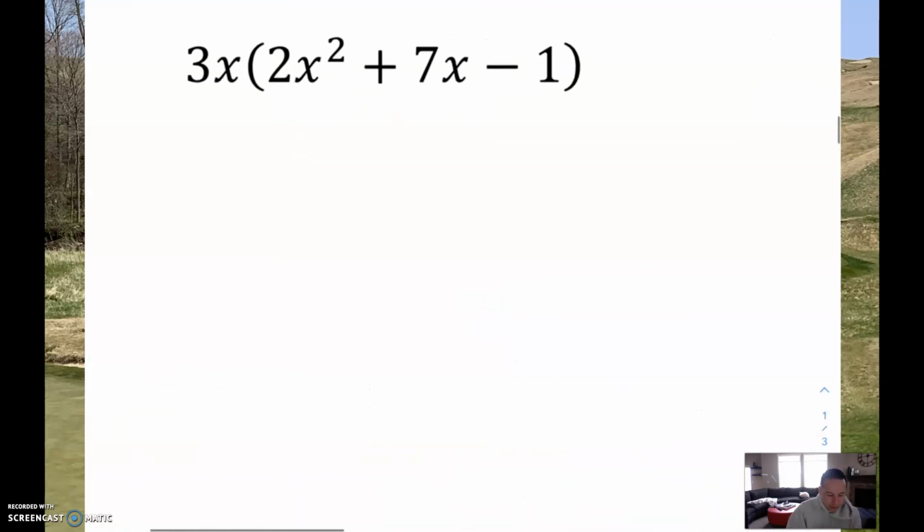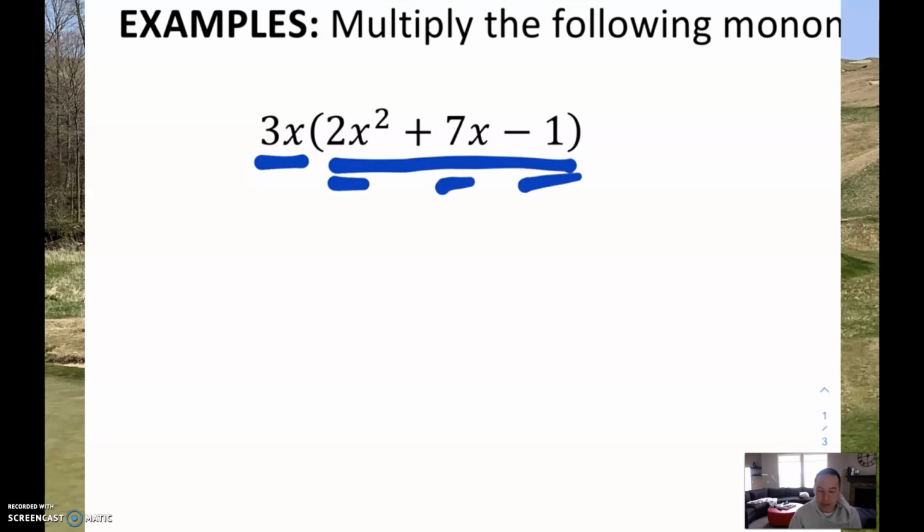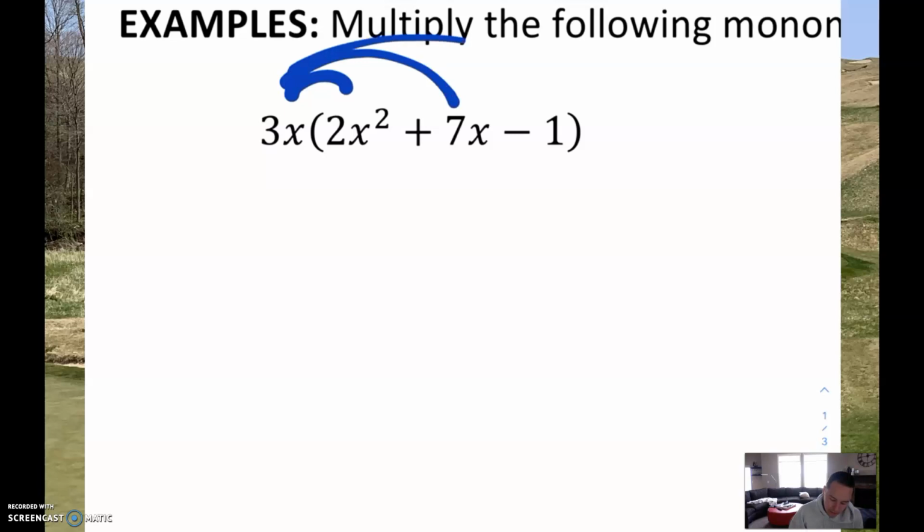All right. What we're going to do now is multiply a monomial. In this case, 3x is the monomial. And we're going to multiply it to the entire polynomial. In this case, this is a trinomial. There are 3 terms, 1, 2, 3. So we're multiplying a monomial times a trinomial, and we're going to see what happens there.